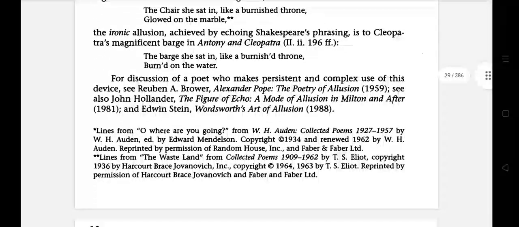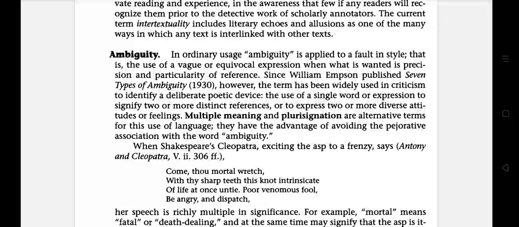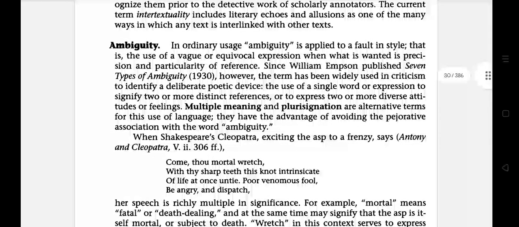And our next literary term is ambiguity. In ordinary usage, ambiguity is applied to a fault in style, that is, the use of a vague or equivocal expression when what is wanted is precision, particularly of reference. Multiple meaning and plurisignation are alternative terms for this use of language. They have the advantage of avoiding the pejorative associated with the word ambiguity.